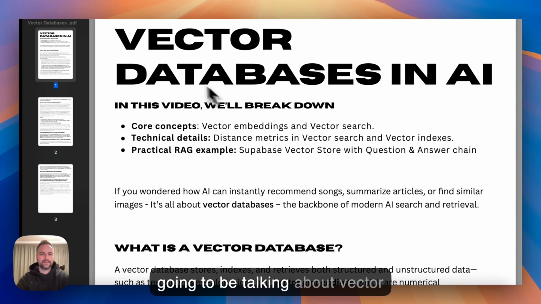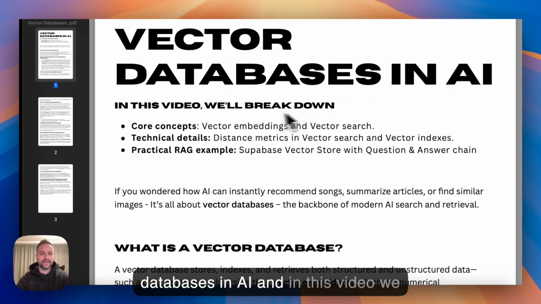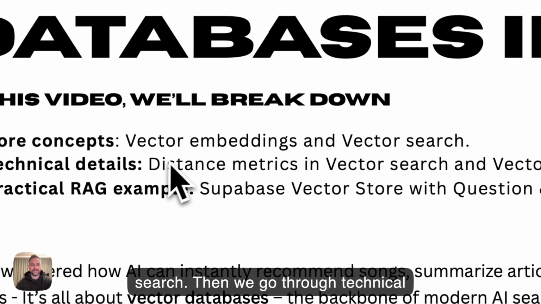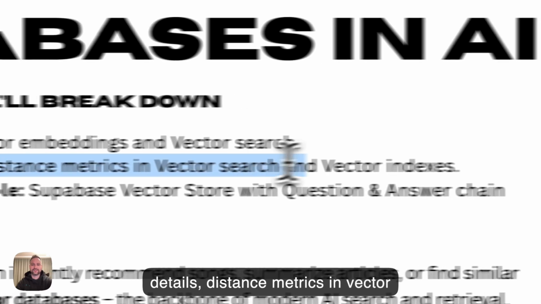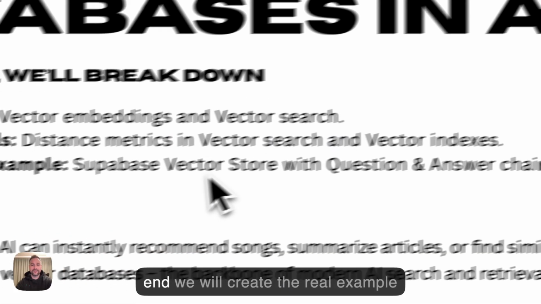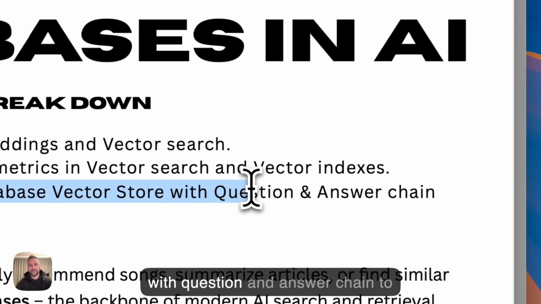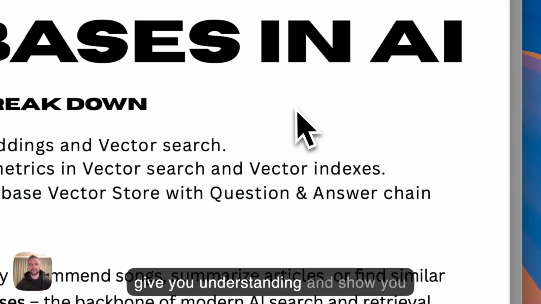Today we're going to be talking about vector databases in AI, and in this video we will break down core concepts like vector embeddings and vector search. Then we go through technical details, distance metrics in vector search and vector indexes, and in the end we will create a real example with Supabase vector store and with a question and answer chain to give you understanding and show you how it actually works in real life.